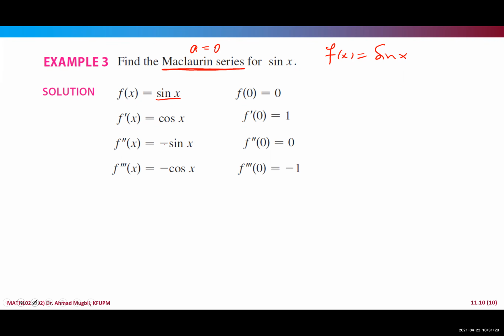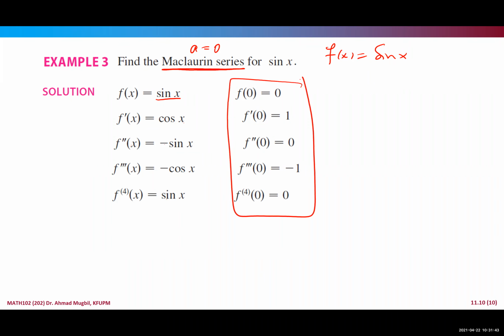The fourth, is it clear? Can you stop, or do you need to do more derivatives? The fourth derivative is sine x, and at 0 it will be 0. So this is what we want to focus on. Can you tell me now what is the nth derivative? Unfortunately, it is of course 0, 1, 0, negative 1, 0.